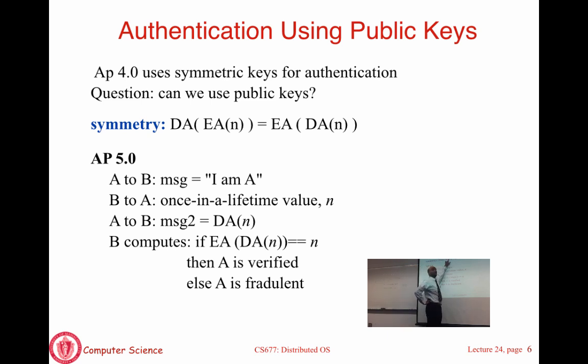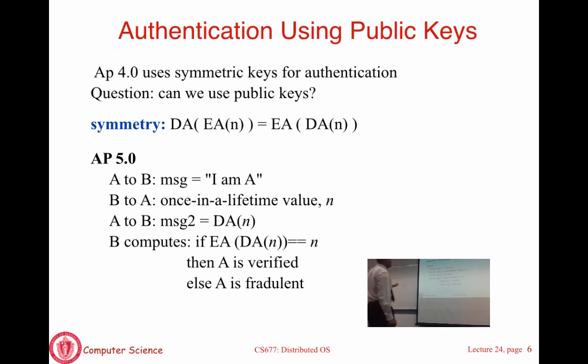If you take N and apply the encryption key and then the decryption key, you get back N, and you can apply them in either order. That's exactly what I had said there. You can take N and first apply DA, that will give you N prime, and then if you apply EA to N prime, it will give you back N. So in that sense, they can do the same thing.